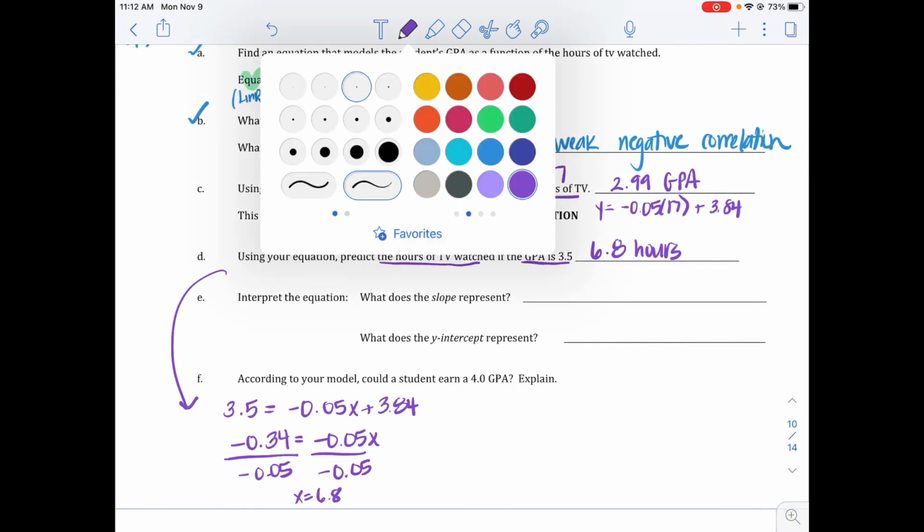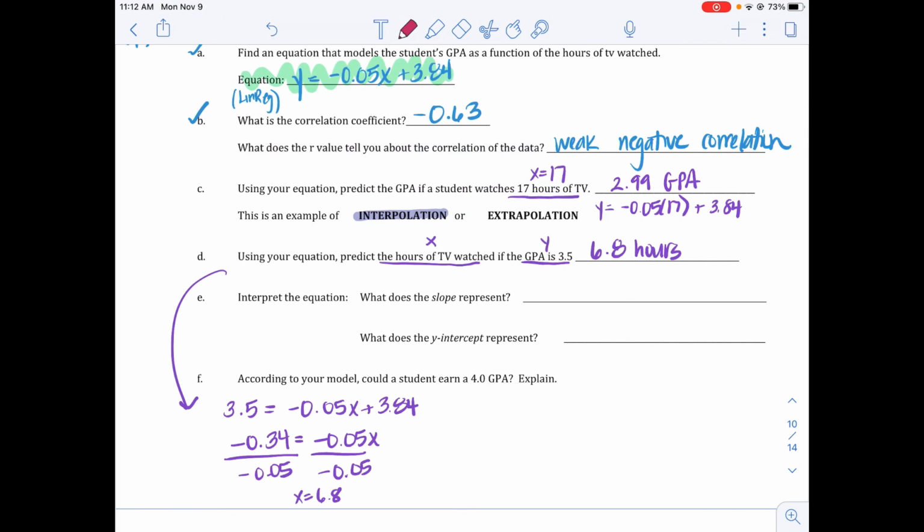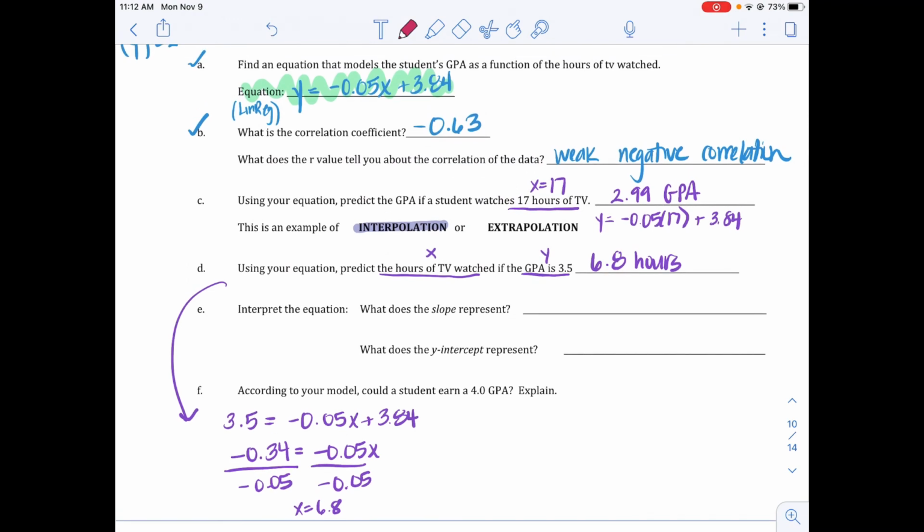Okay. Now the next piece is interpreting, and this is really important. So we get our line of best fit. What does it mean? Okay. And so we're going to go back and use what we know about our slope. So it says, what does the slope represent? So as a reminder, slope is change in y over change in x. And we have our number, negative 0.05. So remember, that's my slope. And I'm going to make my denominator 1.